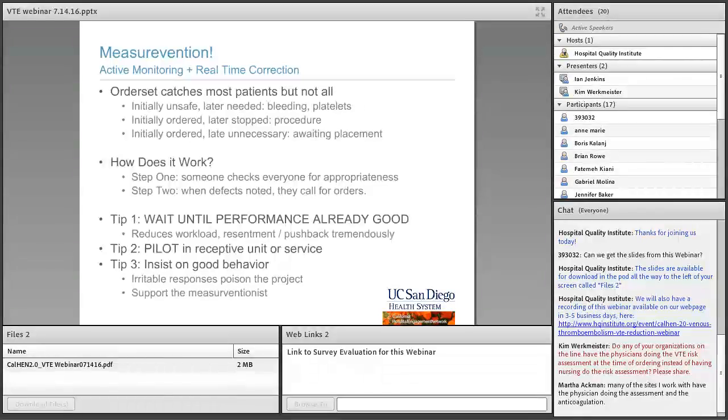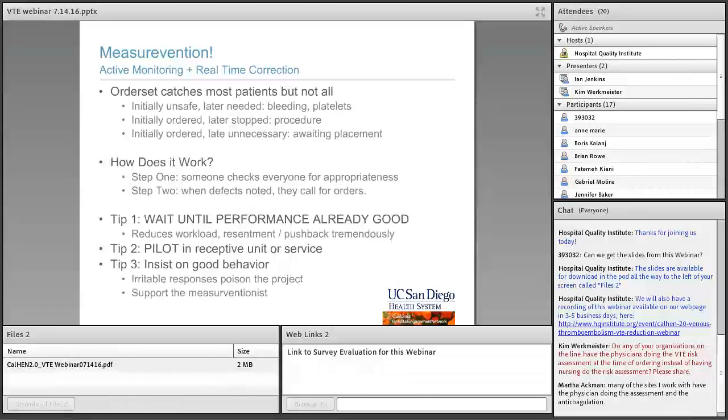First one, you have to wait until your performance is already good. If you have a 500-bed hospital and your performance is 50%, the first day you start measurement, you'll have to call about 250 people, and the doctors and the nurses are immediately going to hate it, and they're going to push back, and the project will fail. If you wait until you're at 90%, on the other hand, you'll only have to call about a small fraction of that, and then it'll be less work, and it will be better received.